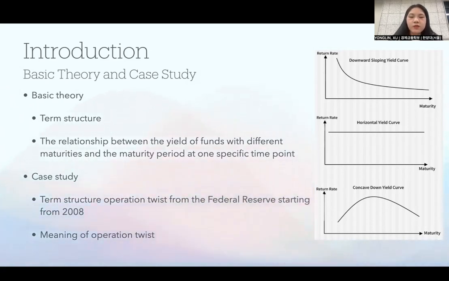So basically the changes in the yield curve reflect the relationship between the maturity yield of a bond and its maturity. To be more accurate, this is the difference of interest rate performance of a bond in the short term and long term. And secondly is the case study.